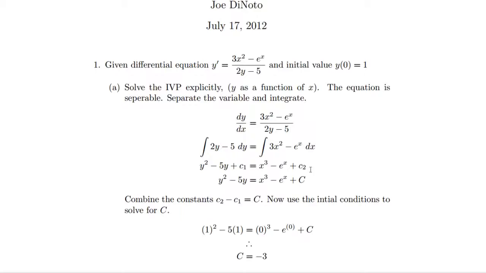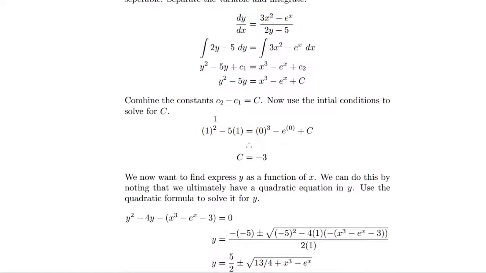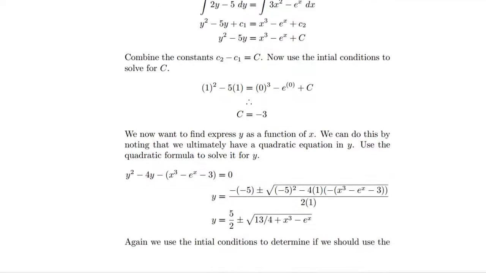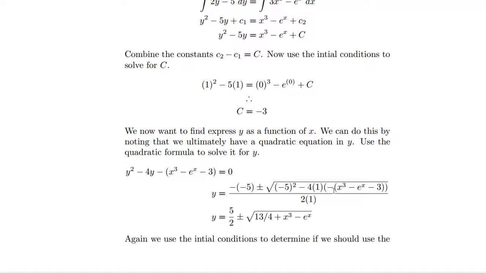Okay. So you can see I showed a couple of steps, the relevant steps, solved for C, and then I said now we want to find and express y as a function of x. We want to find, I should put a comma there, express y as a function of x. We can do this by noting that we ultimately have a quadratic equation in y, and use the quadratic formula to solve for y. And then I do that in like 2 steps, right? Some people can do this all in their head. If you can, that's great. But when you're typing it up, you don't actually have to go through every single arithmetic step if you don't want to. You can just set it up and give the final answer at the end there, because that's really just like Algebra 1 type stuff.